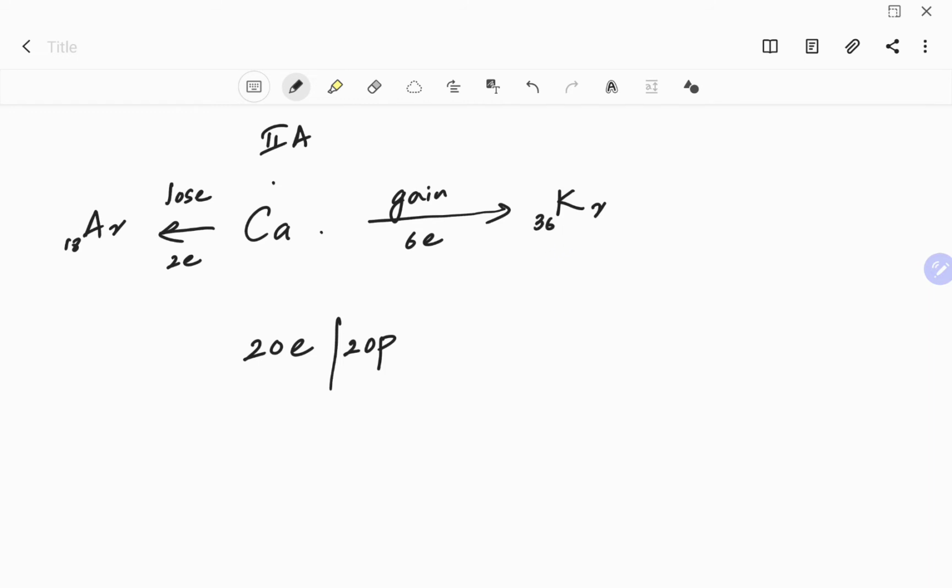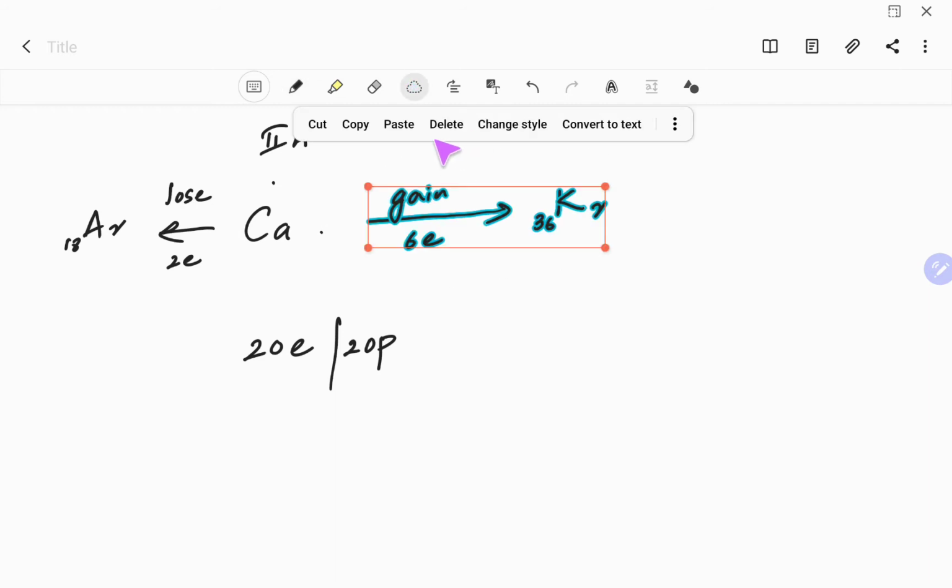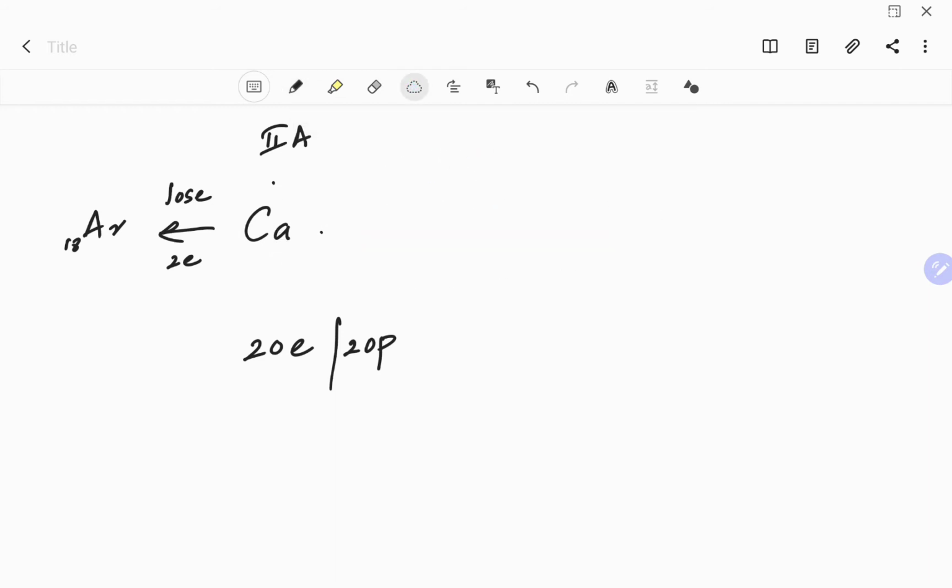Okay, so these are the two options that calcium has. But of course, gaining 6 electrons is 3 times harder than losing 2 electrons, right? So therefore, calcium will lose the 2 valence electrons and then it will form a 2 plus charge. You are losing 2 electrons, 2 negative particles, so you have 2 protons in excess. So your charge will be a 2 plus.